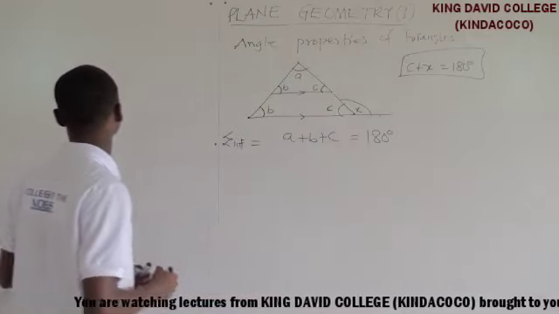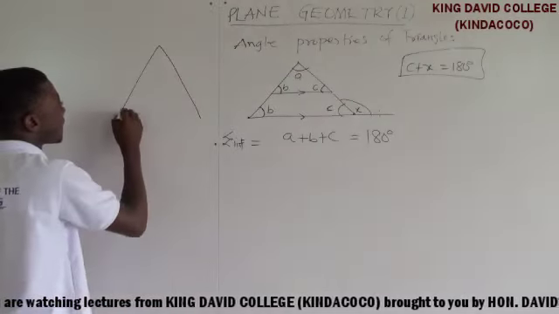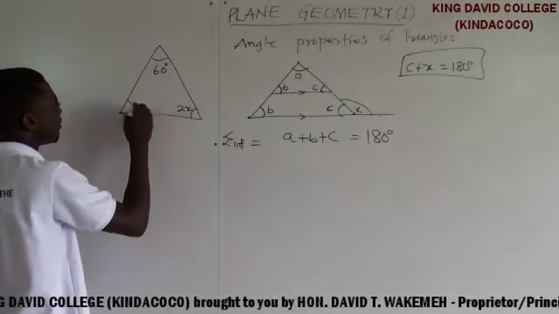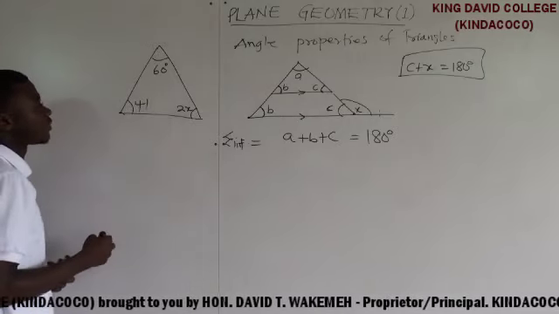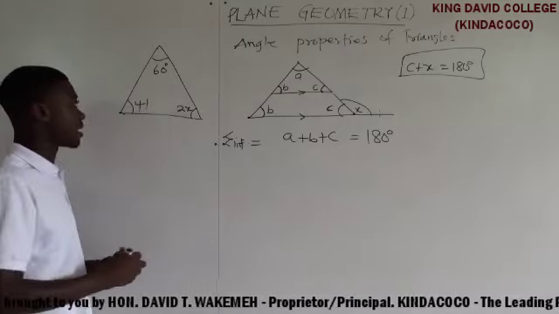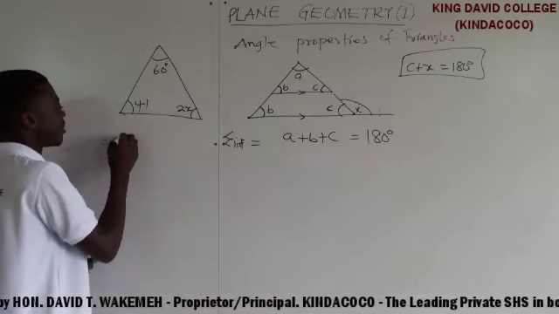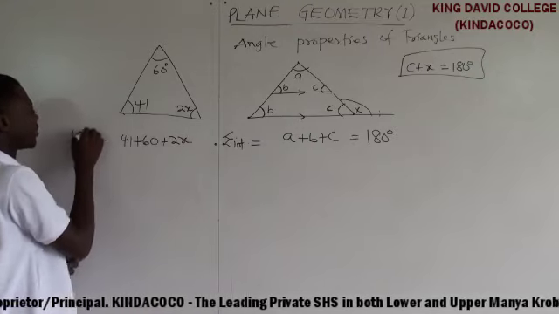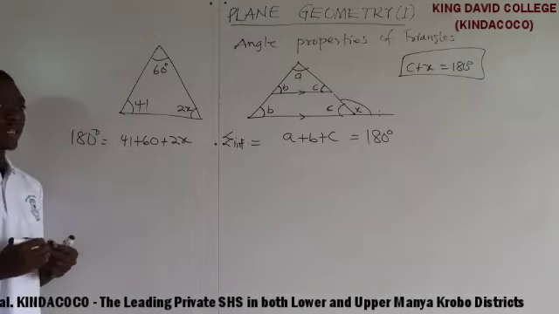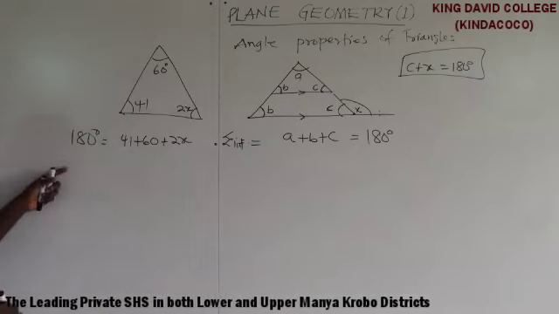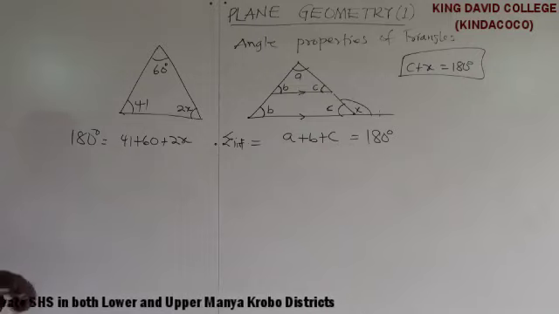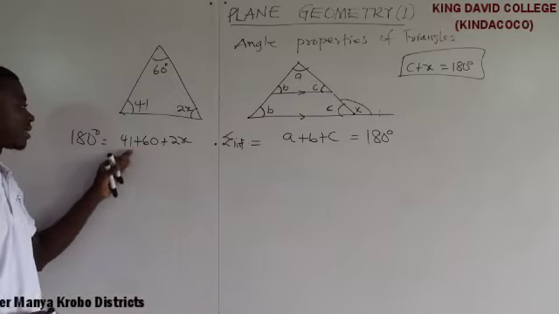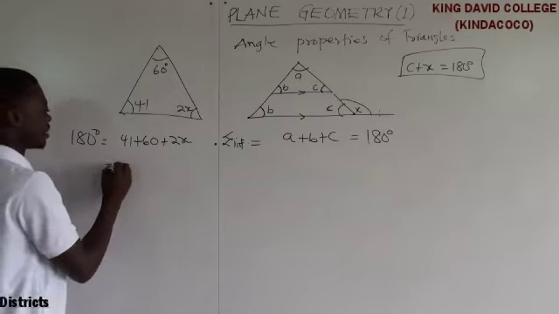So supposing you have a triangle here, and I tell you here is 2x, here is 60 degrees, and then here is say 41. Find the value of 2x, or find the value of x, right? Then you just have 41 plus 60 plus 2x should give me 180 degrees. This one is a known fact. So you just add this to get 101, you subtract from 180, divide by 2, and then you have your x over here.